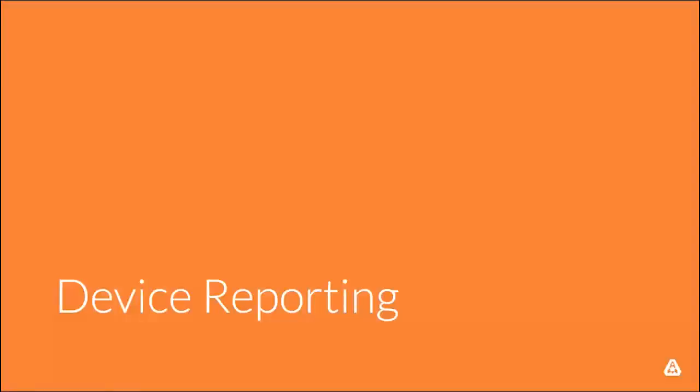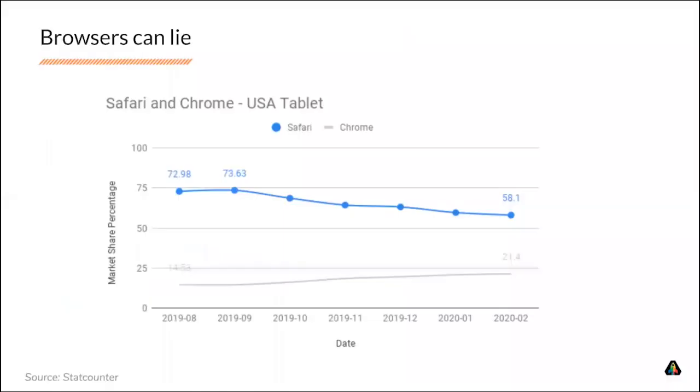But let's look at device reporting, because this is a simple way of seeing just how a small change can have dramatic impact. So browsers can lie. It's a client-side thing. You don't necessarily know who the browser is. You don't know if they're telling the truth. But if you look at just this chart, you'll see that Safari traffic in the US in September was 73% of tablet traffic. And by February, it was down to 58%. And while we did see a raise on Chrome, you'd be hard pressed to say all of that Safari traffic went to Chrome. But what happened?